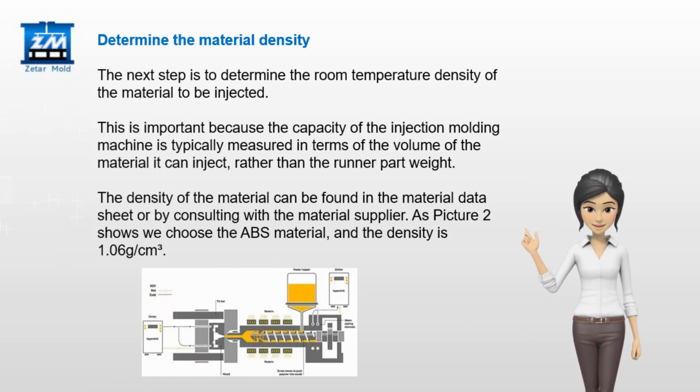As picture 2 shows, we choose the ABS material, and the density is 1.06 g/cm³.